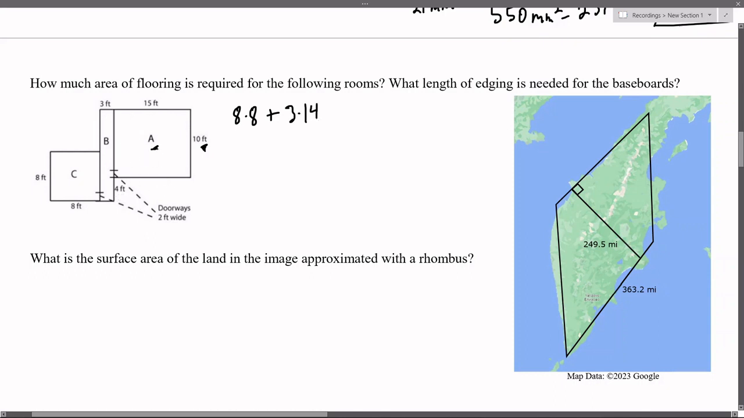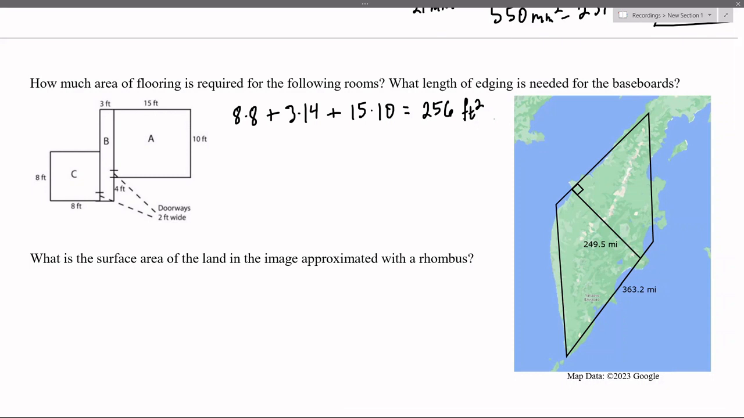And then we have A. A is going to be a 15 by 10 foot rectangle. So the area of a rectangle is just base times height. Okay, that gives us the total area for all of the spaces. And doing this, we get 256, and everything was in feet, so it's going to be feet squared. That's how much carpeting is required to carpet all of this space.